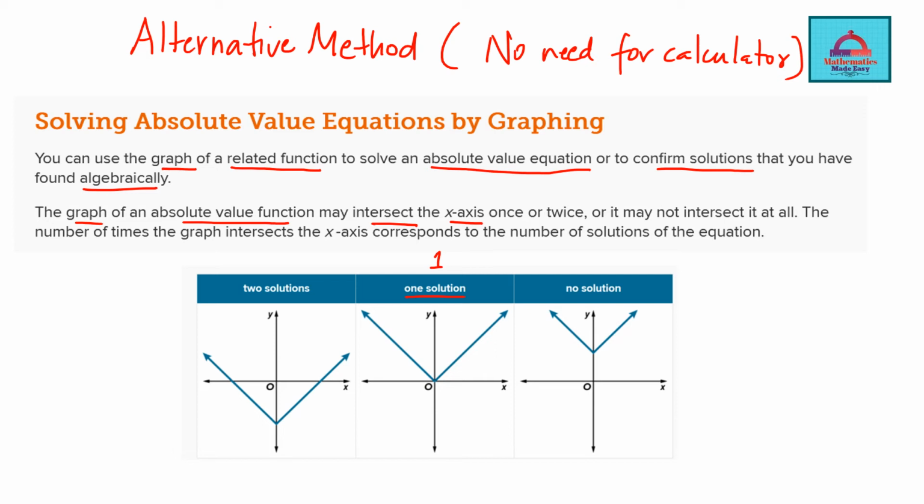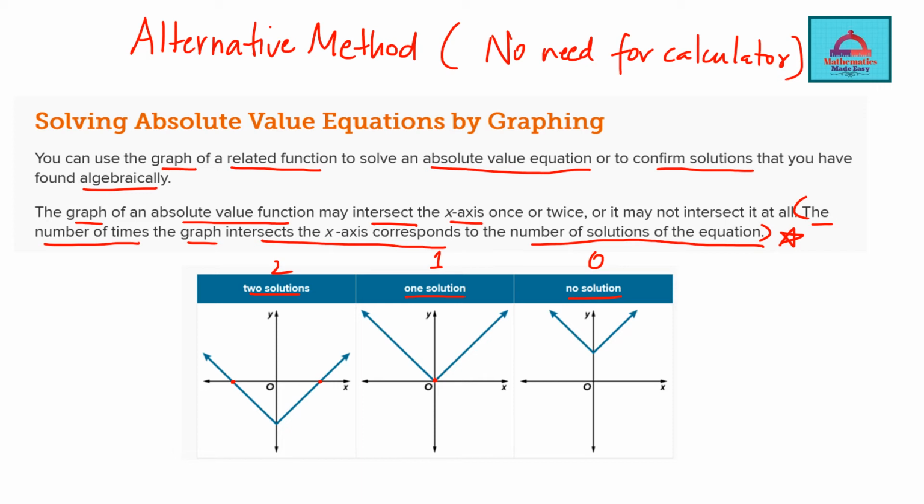If it meets at 2 points, it is going to have two solutions. So these are the two solutions, the 2 points, 1 point, and sometimes it may not meet the x-axis at all. In that case, there is no solution or zero solution. So what is the important point you should remember? The number of times the graph intersects the x-axis is telling you the number of solutions, and that's a very important point that you need to keep in mind.